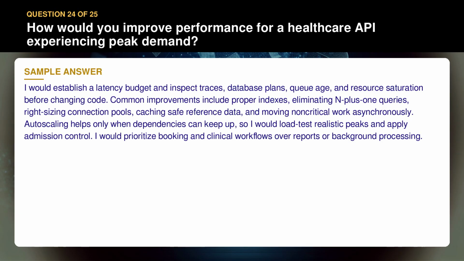Question 24. How would you improve performance for a healthcare API experiencing peak demand? I would establish a latency budget and inspect traces, database plans, queue age, and resource saturation before changing code. Common improvements include proper indexes, eliminating N+1 queries, right-sizing connection pools, caching safe reference data, and moving non-critical work asynchronously. Autoscaling helps only when dependencies can keep up, so I would load test realistic peaks and apply admission control. I would prioritize booking and clinical workflows over reports or background processing.